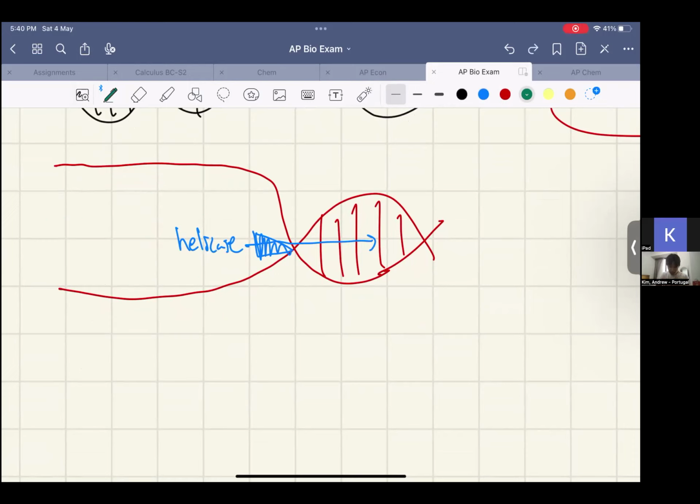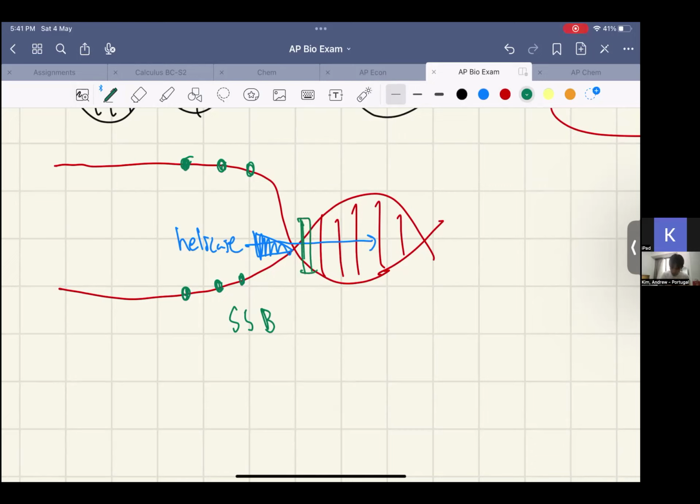In order for that to happen, we have something called SSB, single-stranded binding proteins, that stick to each side of DNA, and they hold back each strand so that the 2 strands don't get connected back, okay? So that is the whole point of SSB protein.